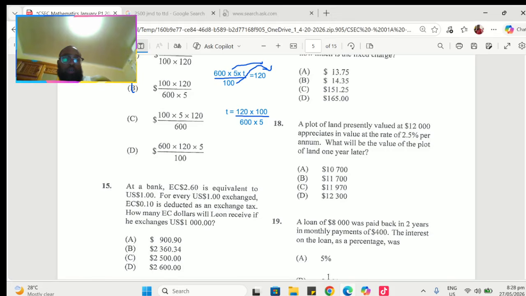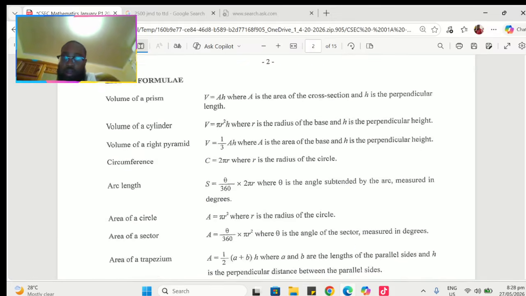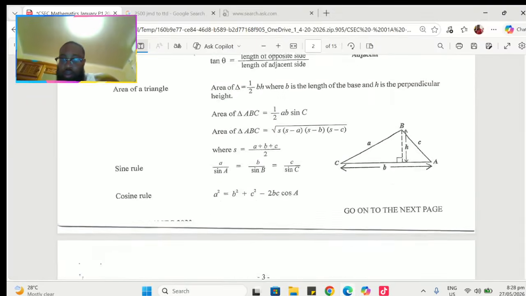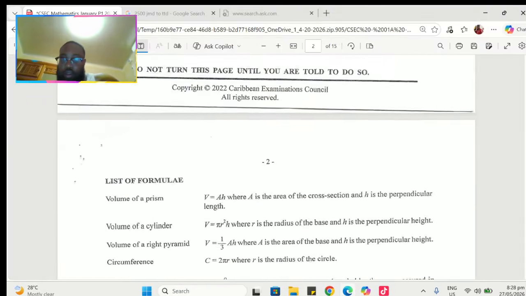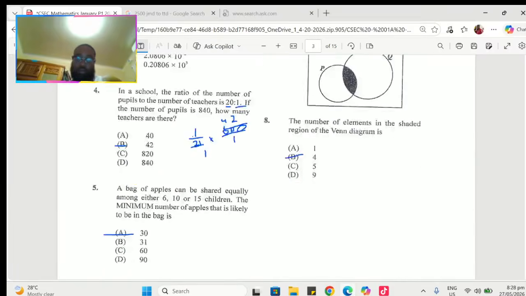Make sure you know your formulas. But to have, you know, your simple interest formula, right? So make sure you know that, please.